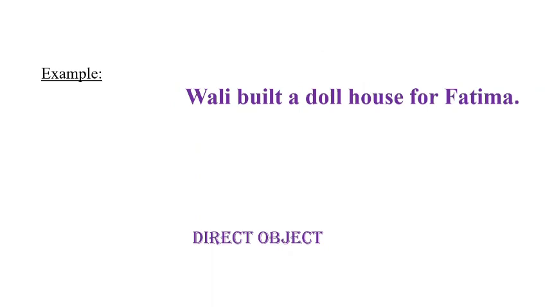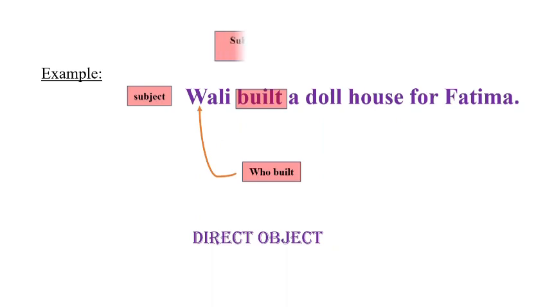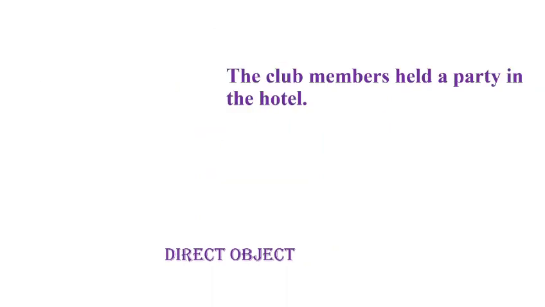Next example is: Wali built a doll house for Fatima. So what will you do? First you will identify the verb. What is the verb in this sentence? Built. Okay, so built is the verb. Who built? Wali. So Wali is the subject of the sentence. Wali built what? A doll house. So a doll house is the direct object of this sentence.